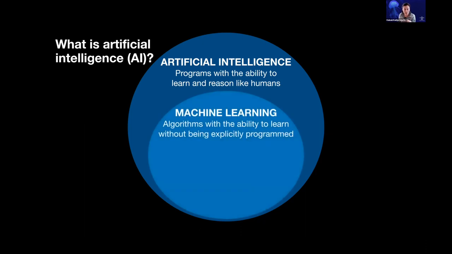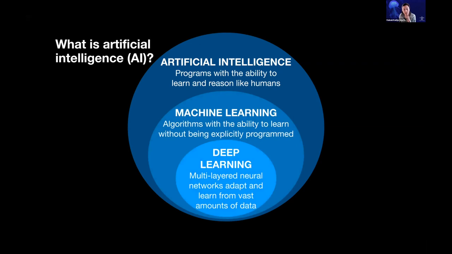And then a subset of algorithms within artificial intelligence is known as machine learning. These are algorithms that have the ability to learn without being explicitly programmed. And a subset of that is deep learning. These are multi-layered neural networks that can adapt and learn from vast amounts of data. And deep learning algorithms, at least, seem to have the best potential when it comes to processing visual data. There have been plenty of examples of this, not only in the terrestrial space or the computer vision space, but also within the ocean science space.